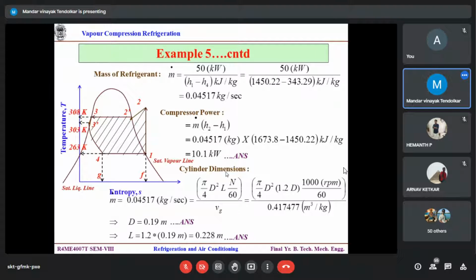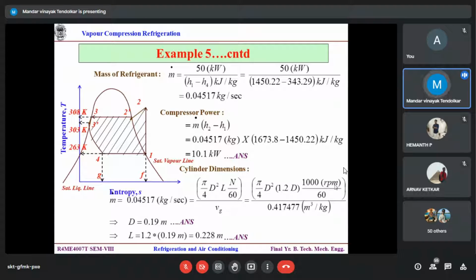Now, cylinder dimensions. So this is your mass flow rate, okay, which is equal to volume, means total volume divided by volumetric flow rate, specific volume. This will give you as meter cube. Then RPM, of course, that doesn't matter as such. And this is meter cube per kg, specific volume.